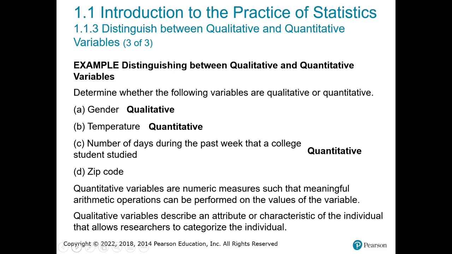All right, last one is a zip code. Your zip code is a number value. However, it is used to categorize you and your location. I cannot find the average zip code for the city of Chicago. It doesn't make sense to do that. I cannot perform any mathematical operations on a zip code. So it is considered qualitative.